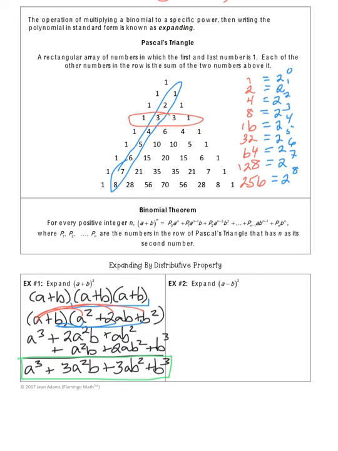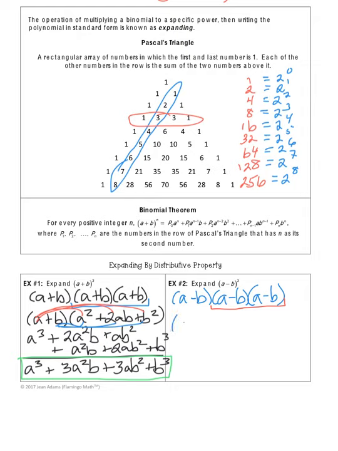They're very similar. So for this one, we're going to expand it out also. A minus b, a minus b, a minus b. Okay, so I'm going to start off by multiplying these two together first.